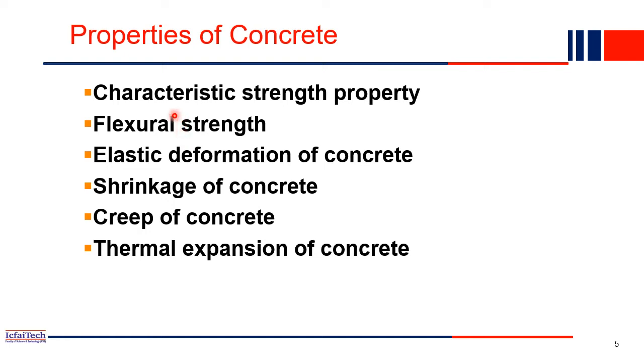The first property of concrete is the characteristic strength property. Next one is the flexural strength property. Next is elastic deformation of concrete, shrinkage of concrete, creep of concrete, and thermal expansion of concrete. In this lecture, I'll quickly go through all the properties of concrete and we'll try to identify what our Indian code says about each property of concrete. So now let's get started with the first property, that is the concrete strength property.